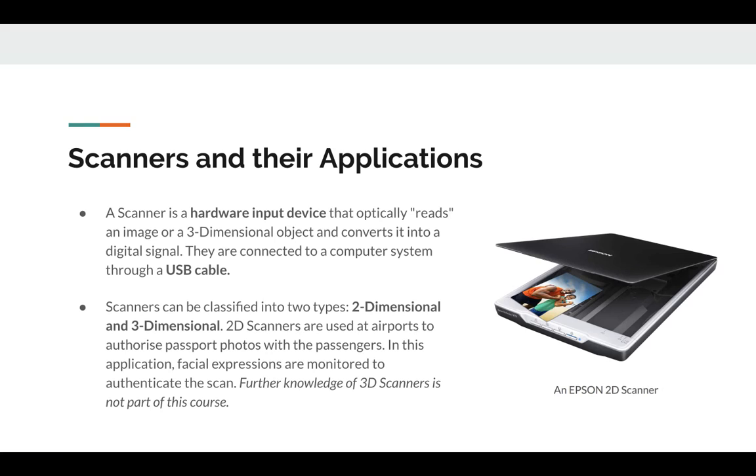2D scanners are used at airports to authorize passport photos with the passengers. In this application, facial expressions are monitored to authenticate the scan. Further knowledge of 3D scanners is not a part of this course.